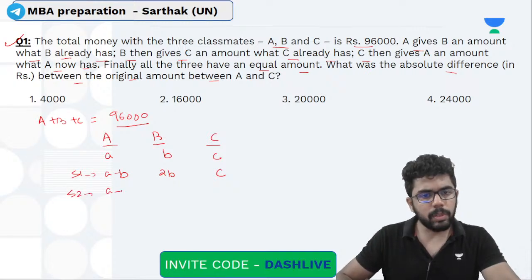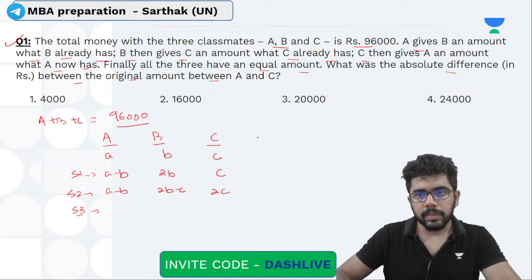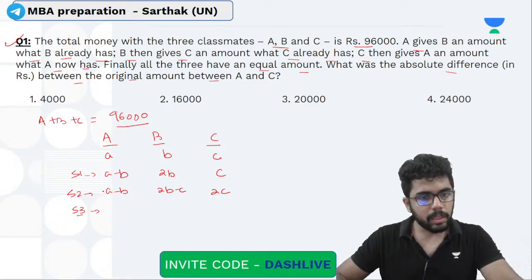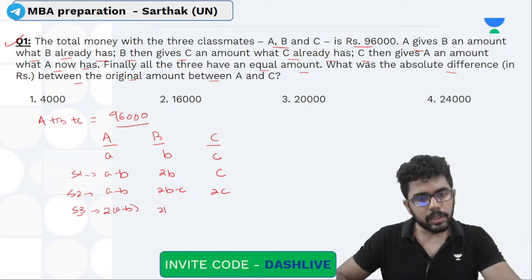Then step 2, A को कुछ नहीं मिल रहा है. B is giving C what C already has, so C के पास हो गया 2C. And step 3, C then gives A an amount what A now has. A के पास A minus B है, तो C और एक A minus B देगा. This is 2B minus C, and this is 2C minus A minus B.